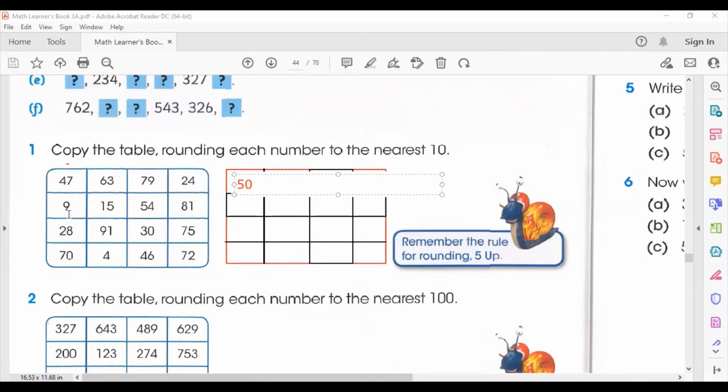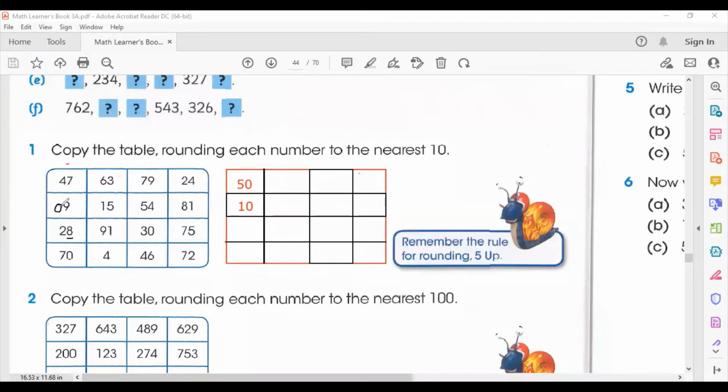Like this, 9. Is 9 less than 5? No, it is bigger than 5. So 9 is nearest to 10. Next, 28, just underline the last digit. There is nothing at the tens place value. If there is nothing at the tens place value, we can put 0.